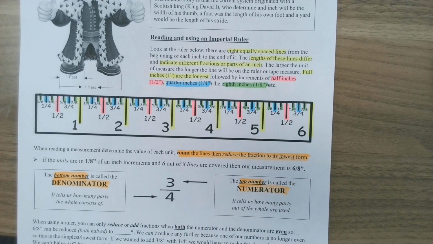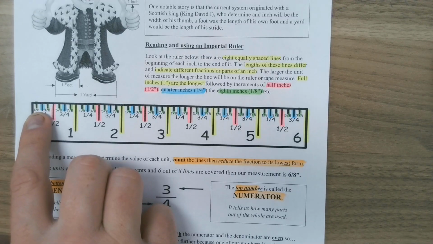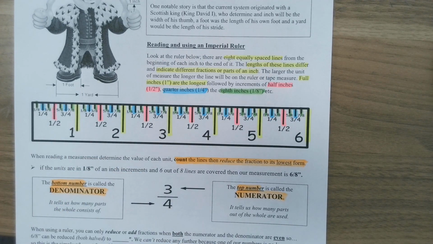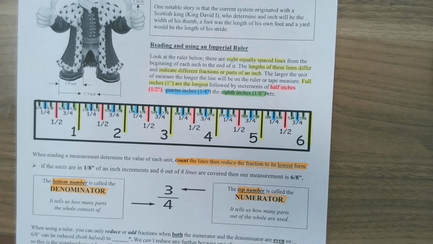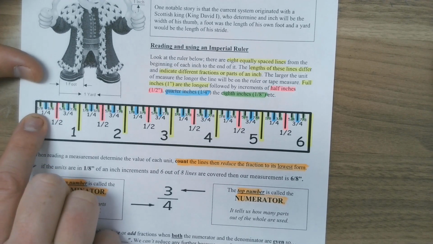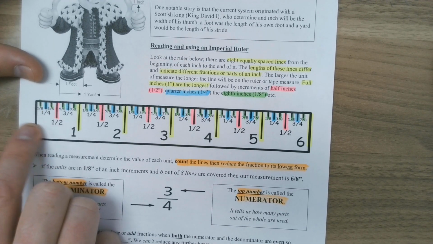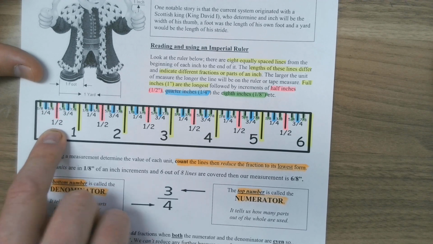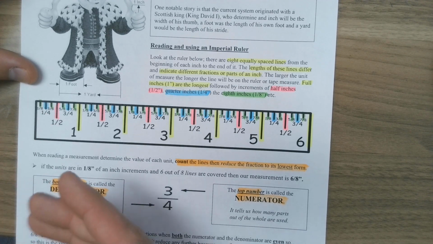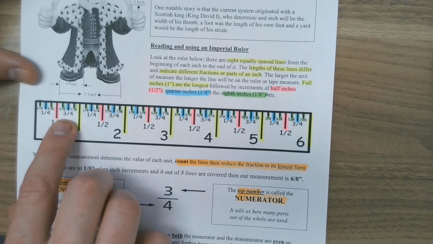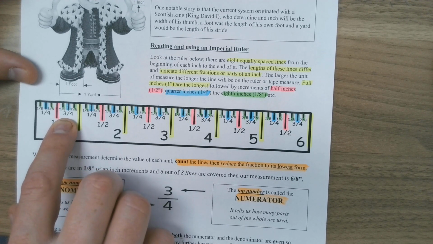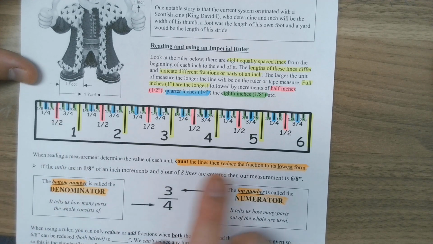In between those lines, we have our quarter inches, which I have highlighted in blue. And then in between the quarter inch lines are our 1/8 inch lines. So 1/8, 3/8, 5/8, 7/8. So each hatch mark represents 1/8 of an inch. So this is really 1, 2, 3, 4/8. But we don't say 4/8. We reduce that to its lowest term to be 1/2. This is really 6/8, but we reduce it again to 3/4. So make sure that you are reducing your fractions to the lowest term.